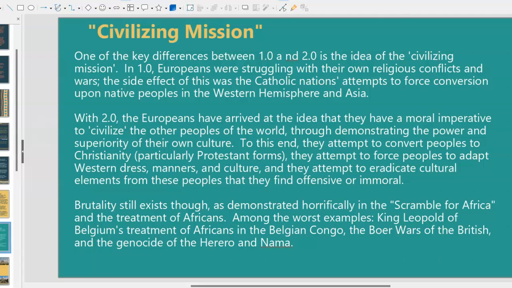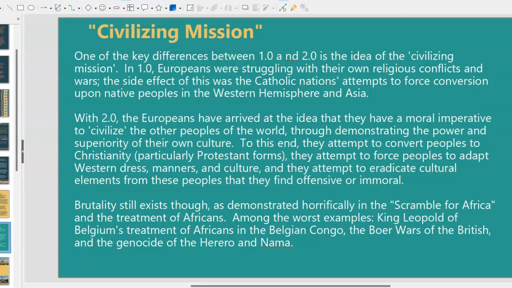In 1.0, Europeans were struggling with their own religious conflicts and wars. This was the whole religious Reformation, the counter-Reformation of the Catholics, the wars between Catholic nations and Protestant nations, etc. With 2.0, the Europeans have arrived at the idea that they have a moral imperative to civilize these other peoples of the world. They're demonstrating the power and superiority of their own culture. In this end, they attempt to convert peoples to Christianity, particularly Protestant forms.